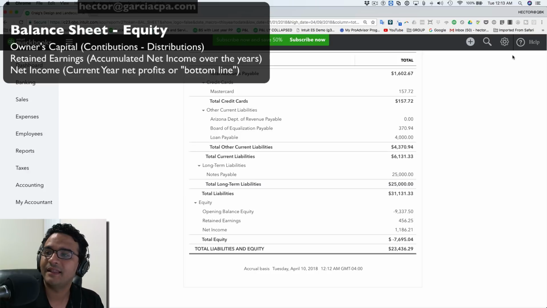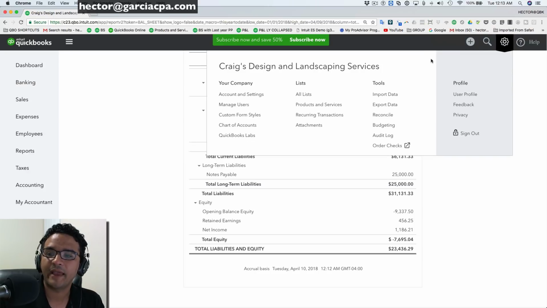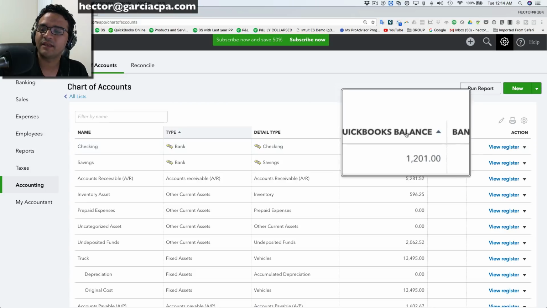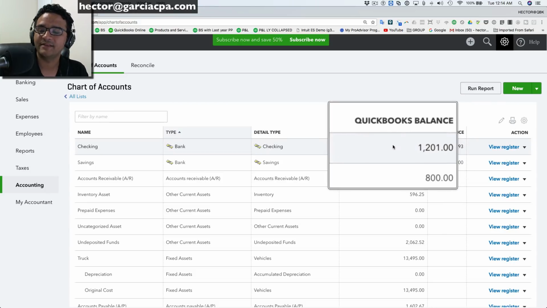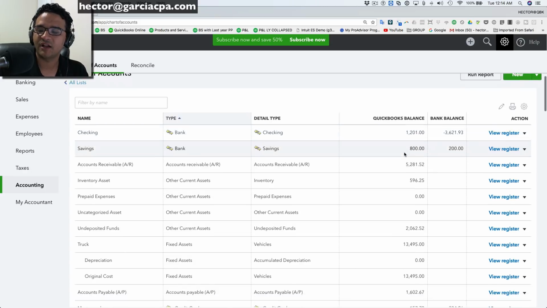That being said, let's go into the chart of accounts by clicking on the gear menu on the top right and then clicking on chart of accounts. And then when you look at the chart of accounts for the first time, there's something that should be blatantly obvious to you. A whole bunch of accounts at the beginning are going to have something called a QuickBooks balance. This is the register balance of each of those accounts in the chart of accounts.